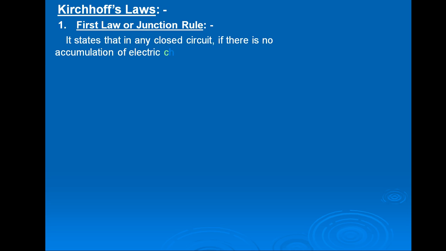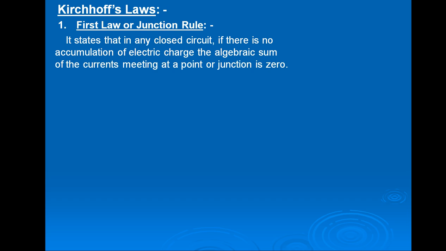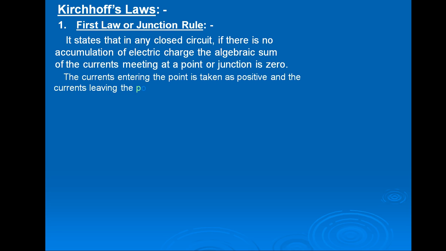It states that in any closed circuit, if there is no accumulation of electric charge, the algebraic sum of the electric current meeting at a point or junction is 0. The currents entering the point are taken as positive and the currents leaving the point or junction are taken as negative.